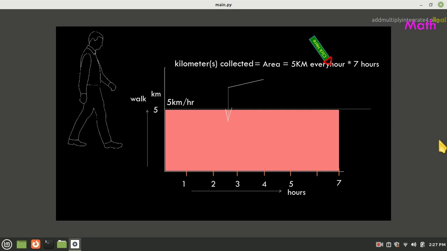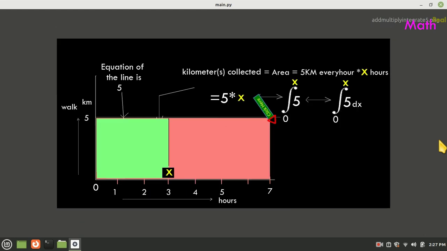It is same as the area. Okay. So area of the rectangle is 5 into 7. That comes to 35. So a person walked 35 kilometers. Person collected 35 kilometers. The amount that is collected is the area of this rectangle. Pretty simple. What about this? If a person is walking 5 kilometers every hour for 7 hours, how many kilometers has he collected at any point x?